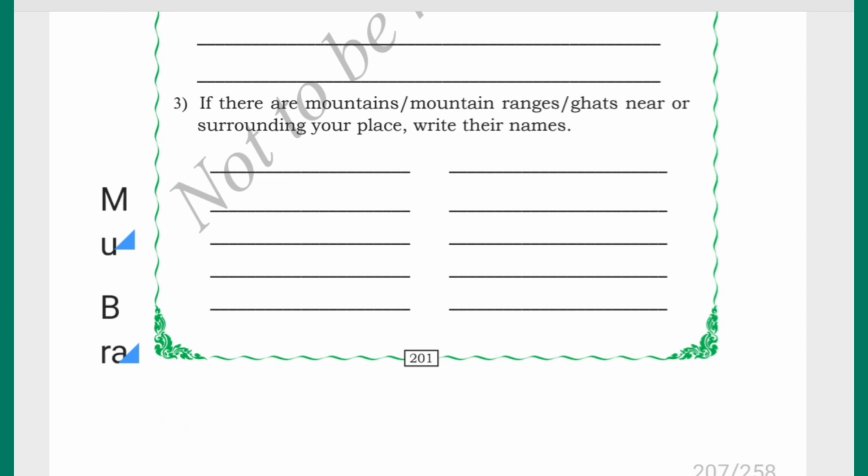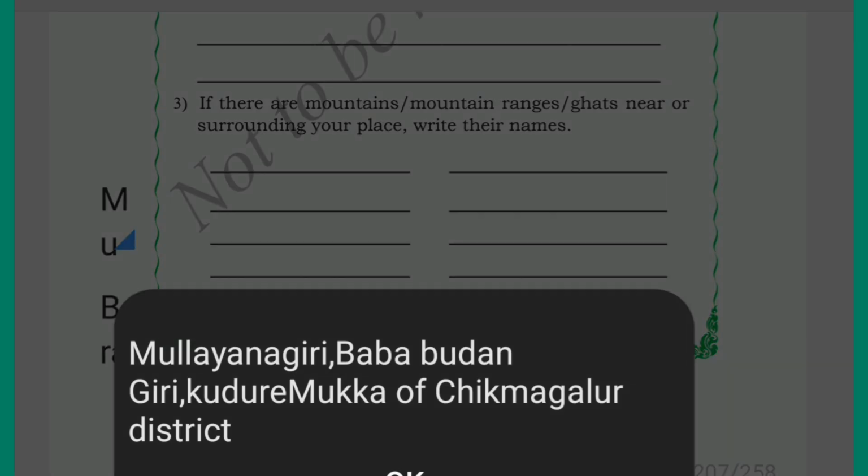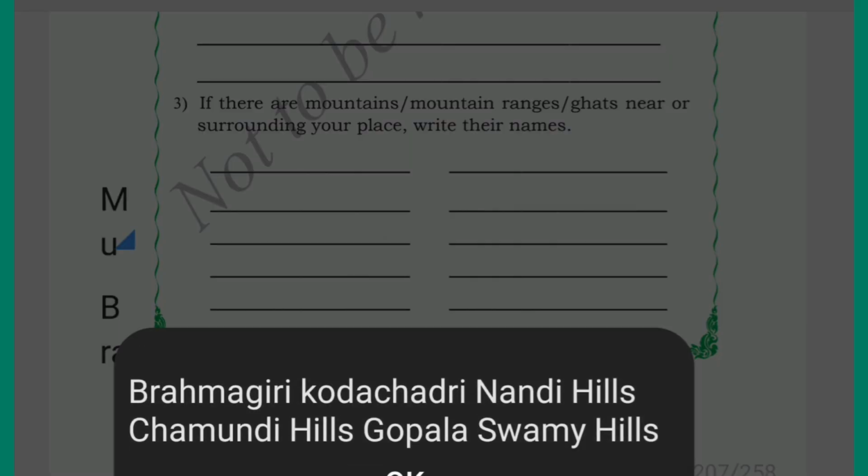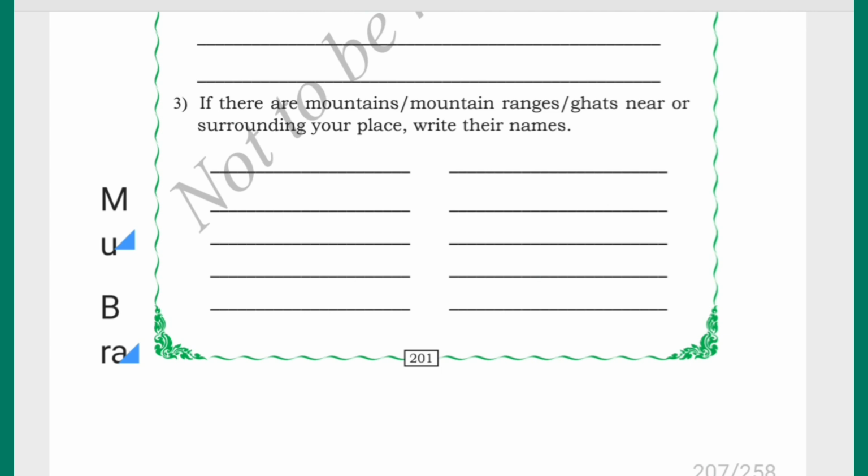Next question, if there are mountains or mountain ranges near or surrounding your place, write their names. Mullayanagiri, Baba Budangiri, Kudremukh of Chikmagalur district. Along with that, we have Brahmagiri, Kodachadri, Nandi Hills, Chamundi Hills, Gopalaswamy Hills.